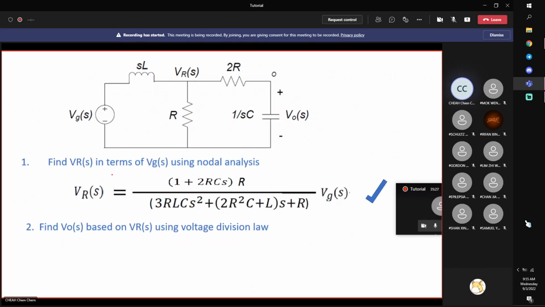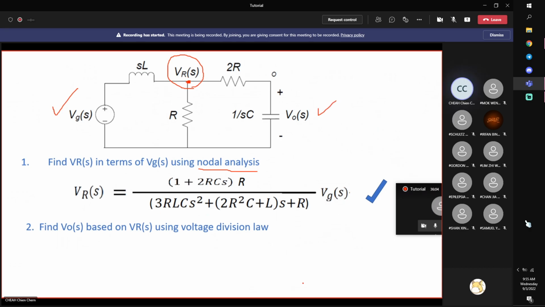Okay, we have found this, right? Node voltage. So let us review the overall methods. As I said, you should have an overall methodology in mind. I'm finding this node voltage in terms of my VG. So I found it using any method here. I use nodal analysis, right, to review it. But actually, there's a simpler method using voltage division law, as I mentioned to you at the beginning, and you should try that. Right?